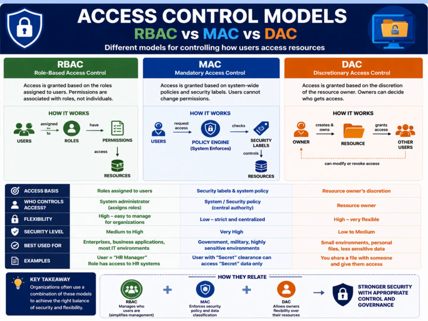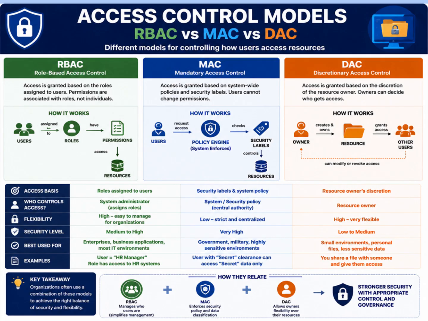Discretionary access control, or DAC, gives resource owners the ability to decide who can access their files or resources. For example, a user may share a folder or document with another employee and decide what level of access they receive. DAC provides flexibility and ease of sharing, but it can introduce security risks if permissions are not managed properly.